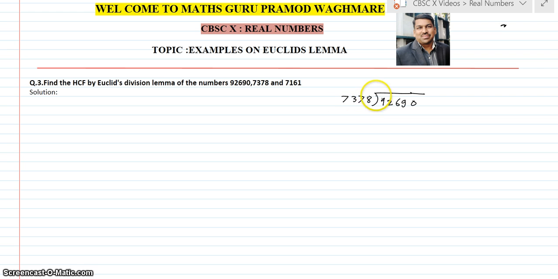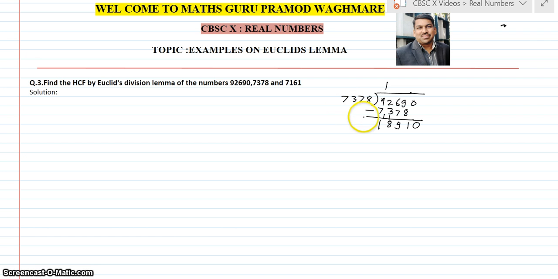If we take 7 ones are 7, so we can multiply by 1. So that is 7378. We always subtract this: 9 minus 8 is 1, now 16 minus 7 is 9, then 12 minus 4 is 8, then 9 minus 8 is 1. Okay, this is the remainder. Now we carry this 0 here, so it is 18,910.